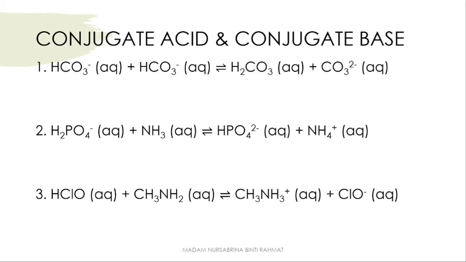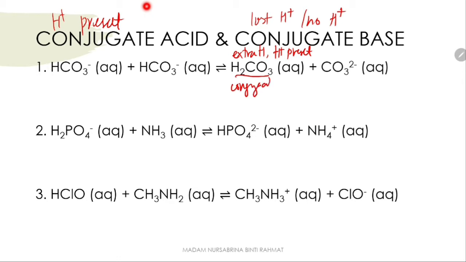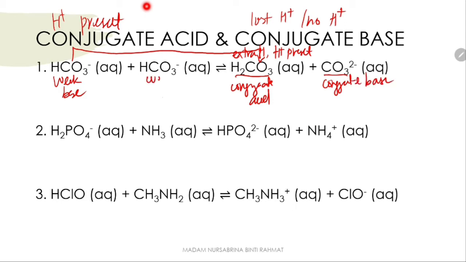We're going to look at these three different equations to understand more about conjugate acid and conjugate base, which are the products from dissociation of both weak acid and weak base. A conjugate acid has H plus. A conjugate base has lost H plus, so no H plus. If you look at H2CO3 and HCO3 minus, the H2CO3 has an extra H, meaning H plus is present, so this is your conjugate acid. It is the result of a weak base dissociating and forming a conjugate acid. This one has no H plus, which means it's your conjugate base. This is a weak acid which lost its H plus and formed a conjugate base.